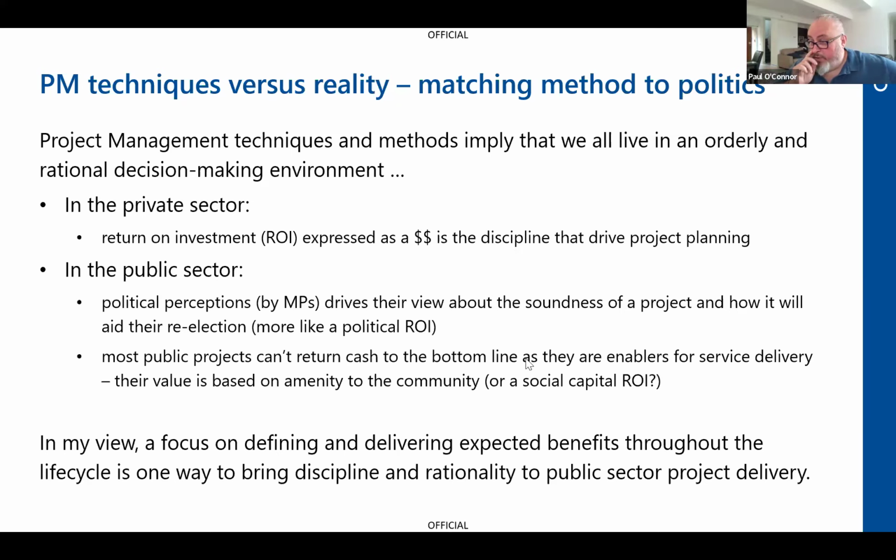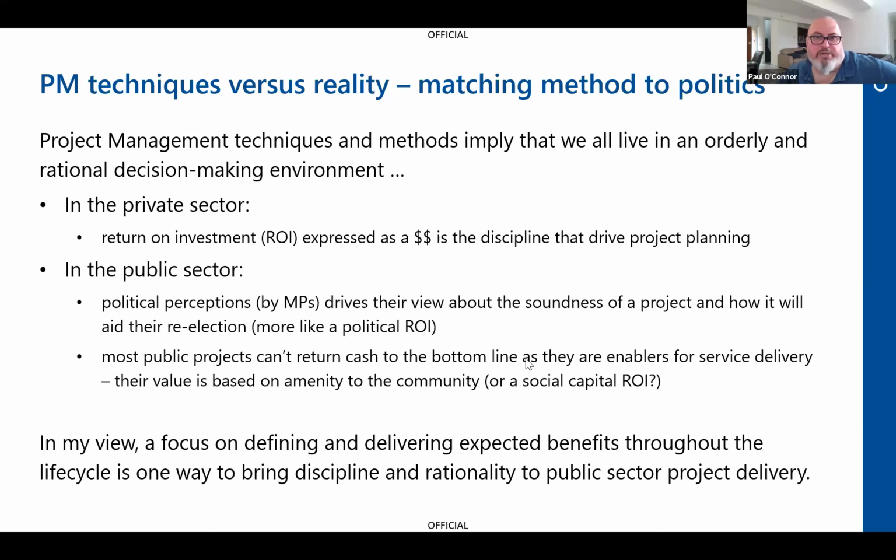And so what I think is a way to resolve that is that we need to have a focus on defining and delivering the expected benefits throughout the life cycle, which is one key way we could bring discipline and rationality to public sector project delivery. So that way we don't need to get too focused on ROI. We just focus on benefits. And in effect, the benefit in a private sector company is the ROI anyway, or return on capital, or internal rate of return.